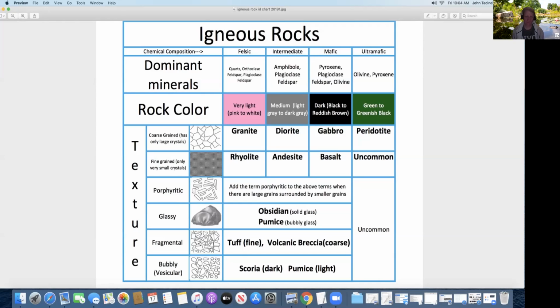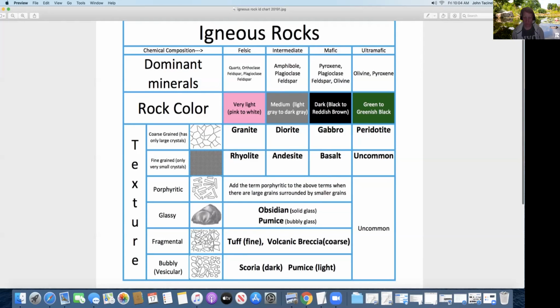Now, if it's fine-grained, you probably can't identify any minerals in it. So in that case, you're forced to use color. So for color, if it's felsic, it'll usually be very light in color, either pink or white. Intermediate rocks will be some kind of gray. Mafic rocks are dark in color, and ultramafic rocks are also dark and in fact might be greenish.